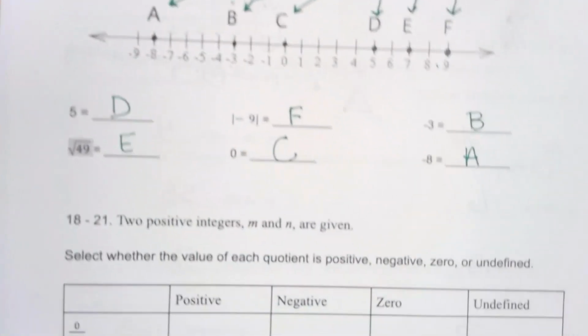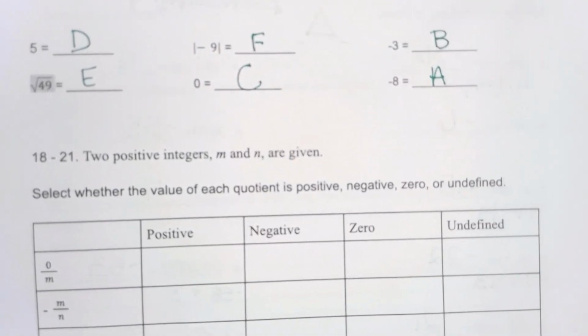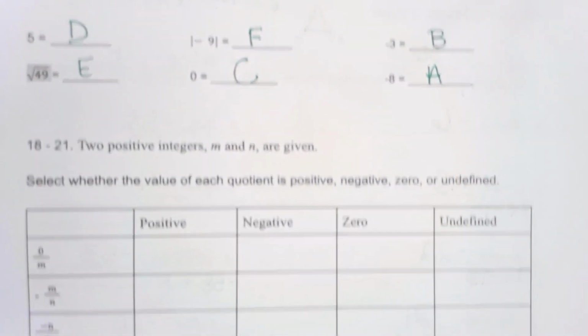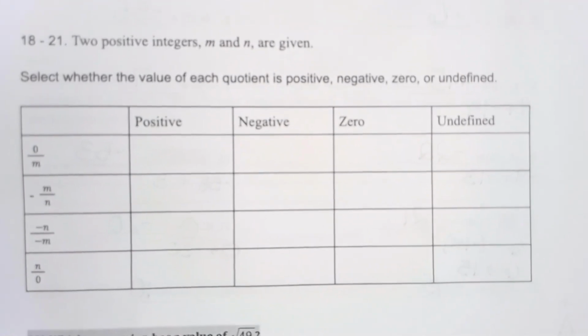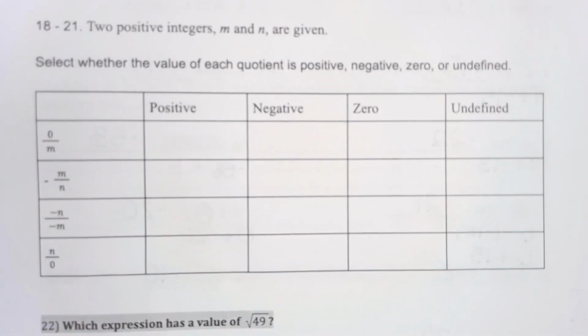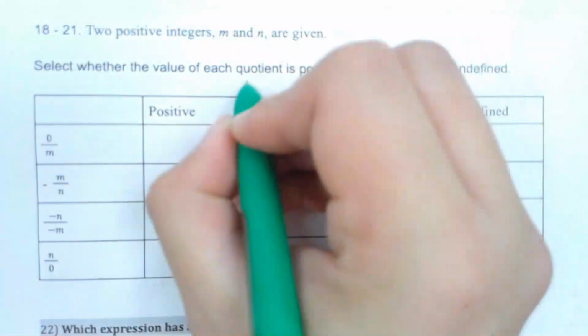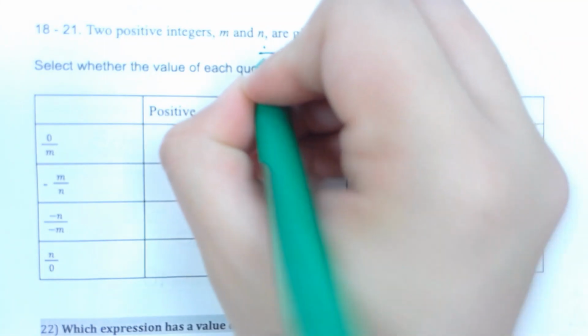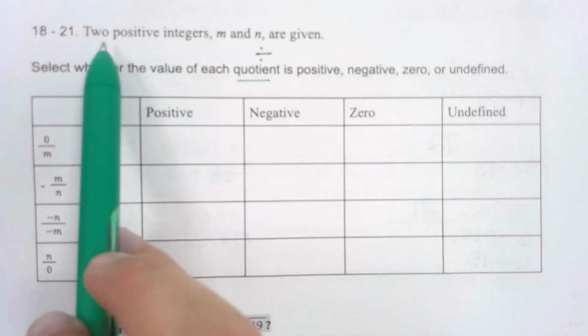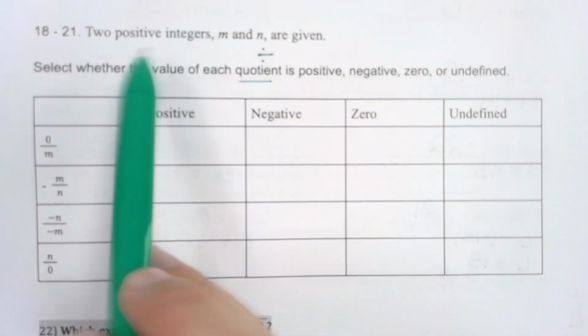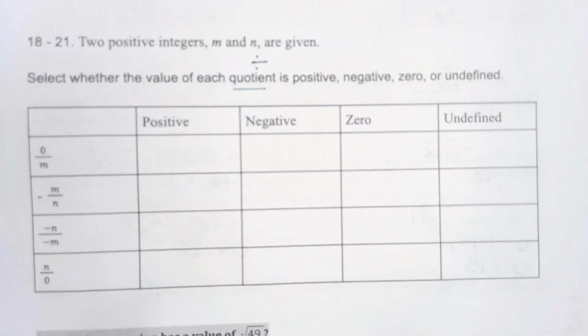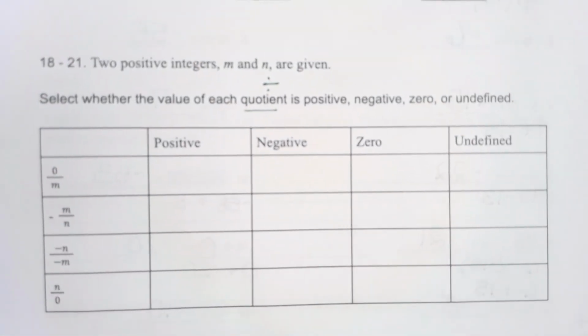All right, moving on to the next one. So we have two positive integers, m and n, are given. Select whether the value of each quotient is positive, negative, 0, or undefined. So quotient, remember, means division. And they just tell us that we only have two positive integers, m and n. So my advice is to just pick two random positive integers for m and n. Just make sure it's not 0.